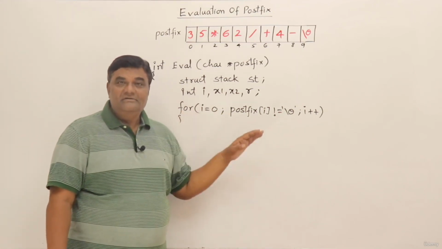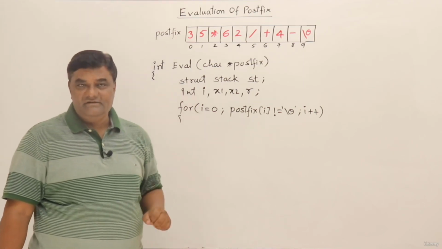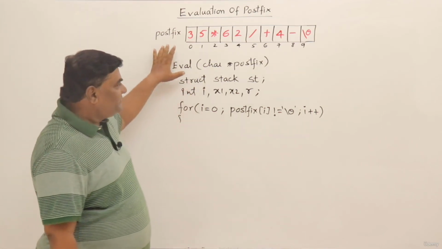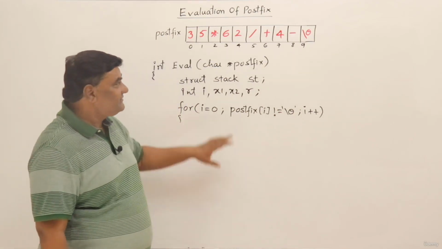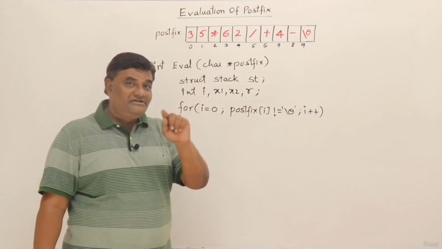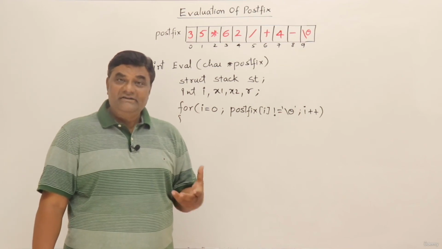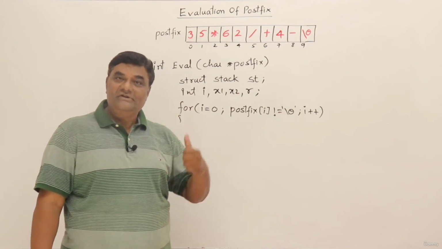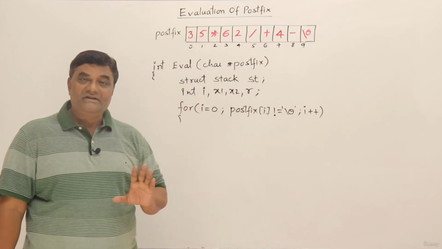Before I continue writing, I have to explain one important thing here. A postfix expression is in the form of a string. A string is nothing but a set of characters. So each of these symbols is a character. So 3 is not an integer value 3. It has its ASCII code, and the ASCII code for 3 is 51. So actually it is numeric 51. It's not the number 3.